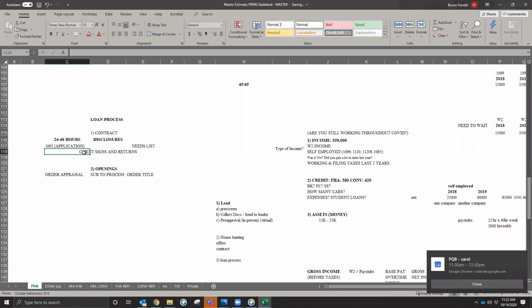Once we get this back from the client, we submit it to openings, also 24 to 48 hours, for them to do these 3 tasks: appraisal, submit to processing, and order title. From there, we get into processing, where again, the processor is going to review all of the documentation that we've had so far, review the application, everything that we have, and decide, is this good enough to submit to underwriting, or do we need more?